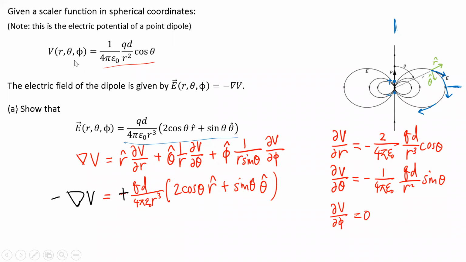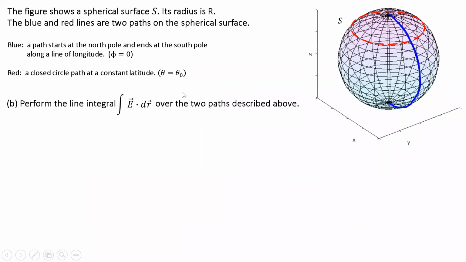But anyway, I have a function, right? Taking the gradient gives you some vector field. Okay, so the next part I want you to do is to do the line integral for this field. In particular, I prepare two paths.